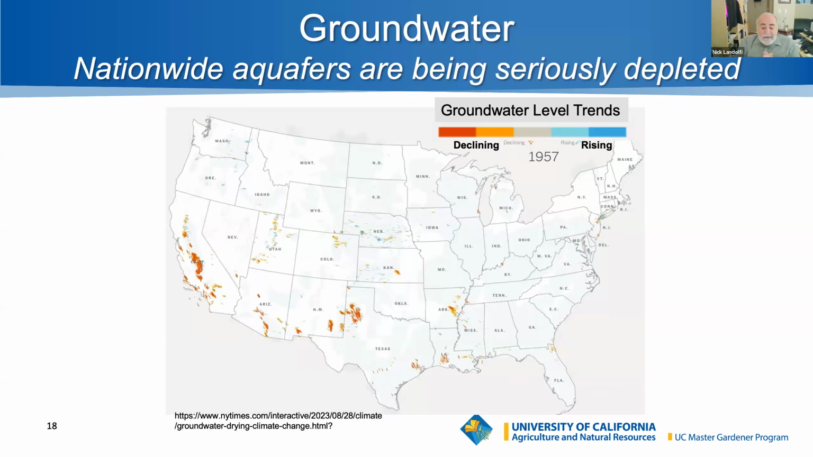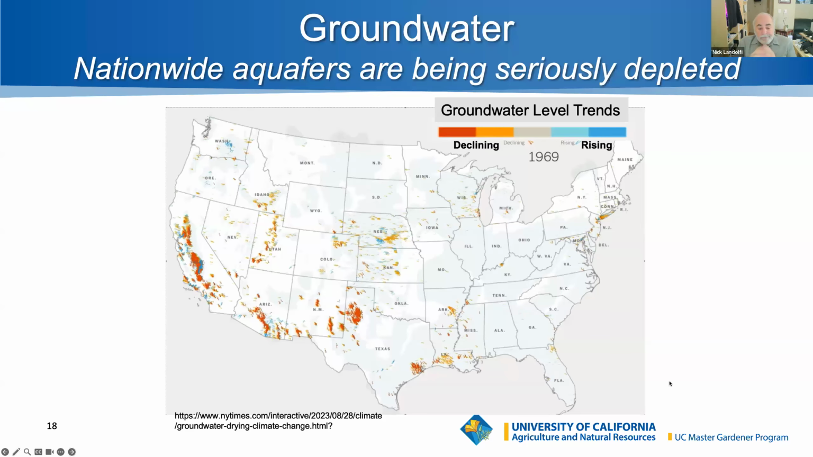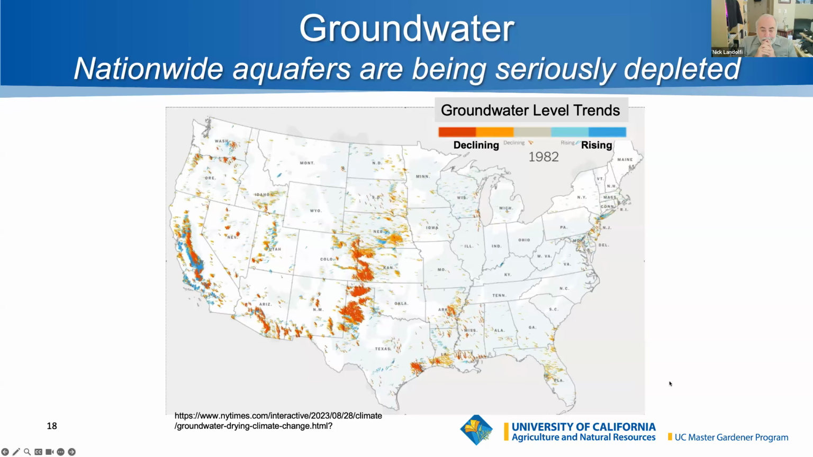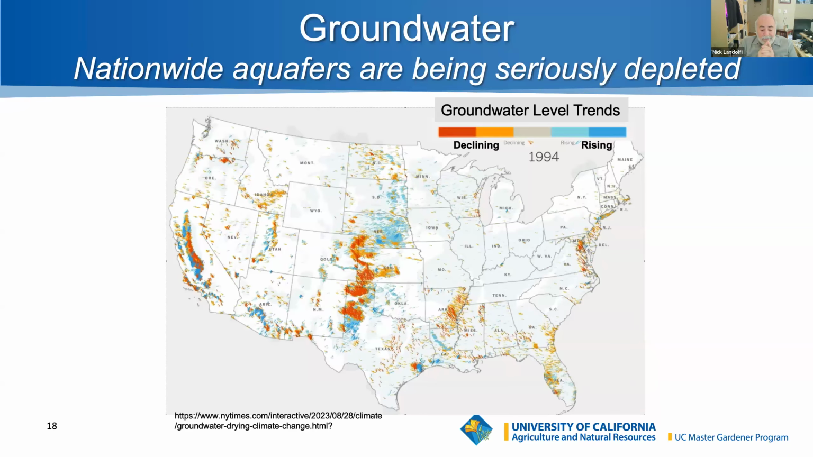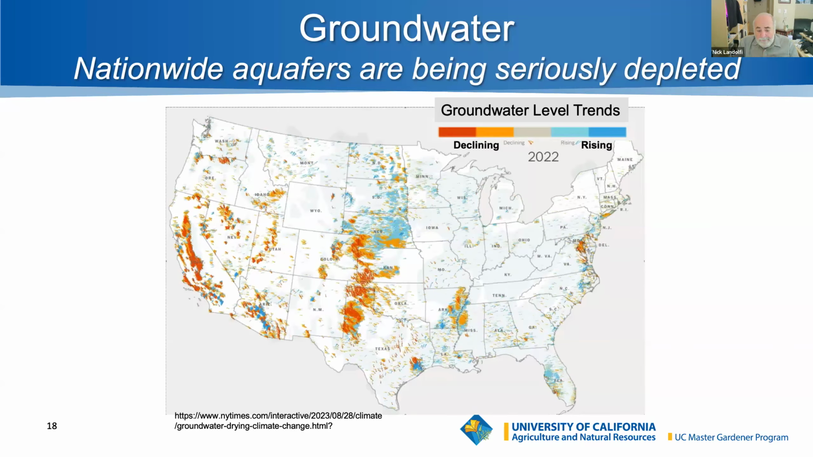You can see that while there is occasional recharging, the overwhelming trend is toward depletion. This problem is not unique to California. This video looks at the groundwater trends throughout the continental United States for the same time frame, 1957 to 2022. Again, the overwhelming trend is troubling, with significant depletion of the aquifers.